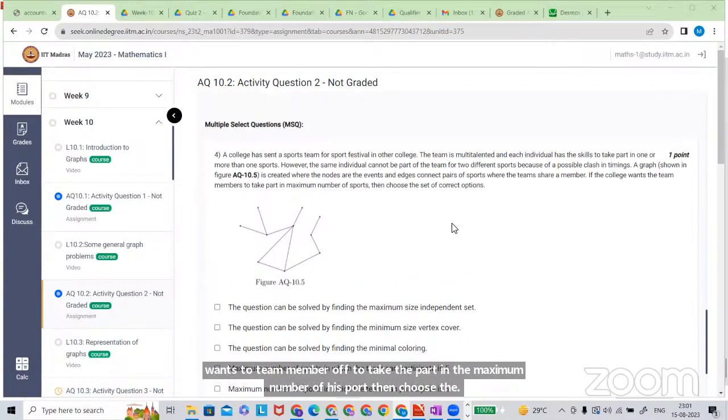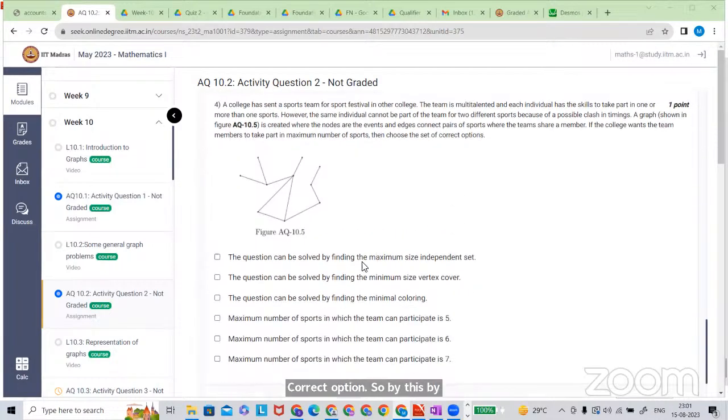So by which way can we solve this so that the maximum number of team members take part in the maximum number of sports? How will we solve this problem so that the maximum number of team members can play in the maximum number of sports? So how will we solve this?